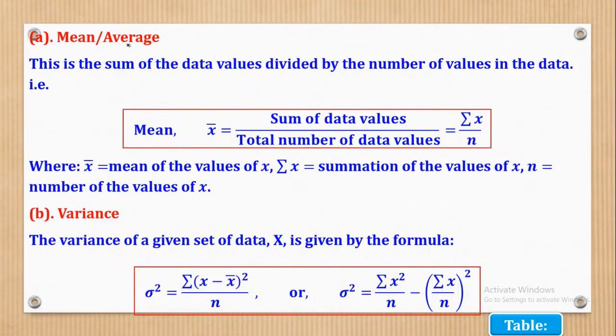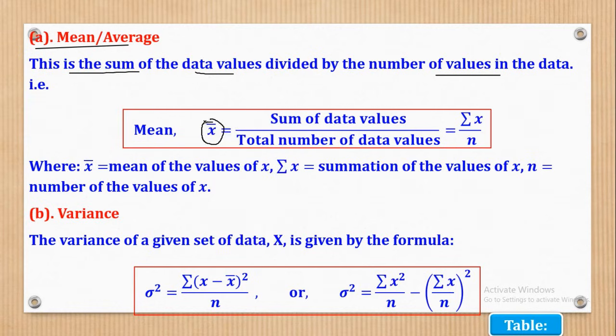Let's start with mean. So what we are going to do, we are going to first list down all the formulas for all the parameters. After that we shall do worked examples. So let's start with mean. So the formula for mean is the sum of data values divided by the number of values in the data, and it's denoted by the symbol x bar.